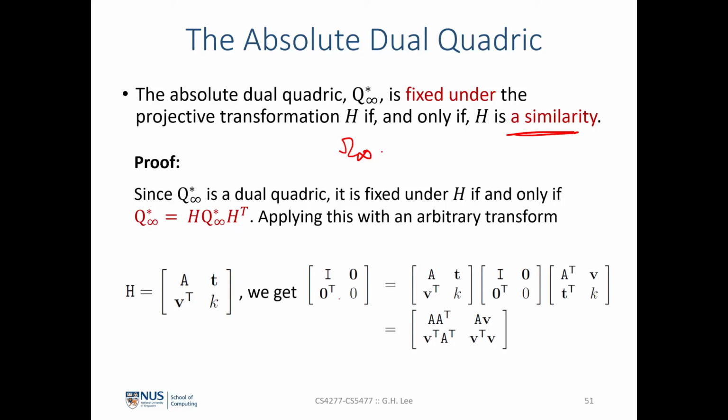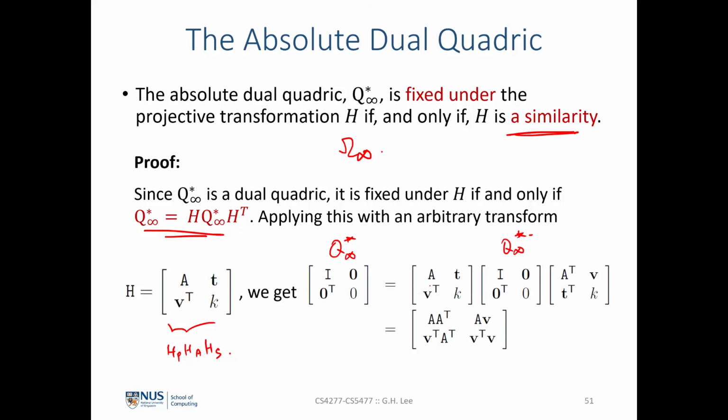So now let's look at the proof that the absolute dual quadric remains fixed when undergoing a similarity transformation. Since this guy here is a dual quadric, its transformation is given under this equation, and we apply this with an arbitrary transform, which is given by this guy over here. So this is HP, HA, and HS over here, and we will get this identity, which is our absolute dual quadric over here, Q infinity star, and this is also our Q infinity star over here.